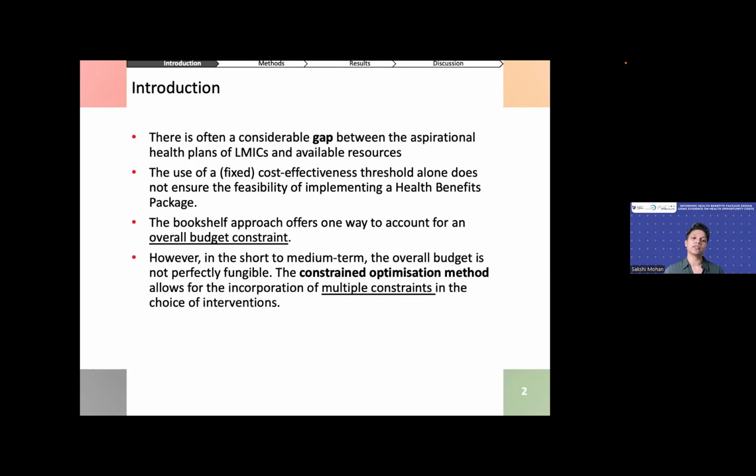As we know, in the short to medium term, the overall budget is not perfectly fungible. This means that there are certain resources that are sticky in the short to medium term, such as human resources, which can't just be expanded instantly. And so the constrained optimization method allows for the incorporation of multiple constraints in the choice of interventions.